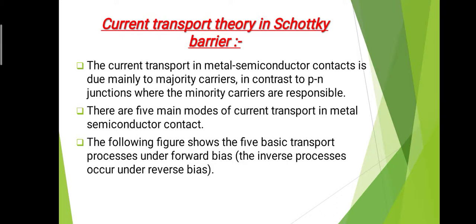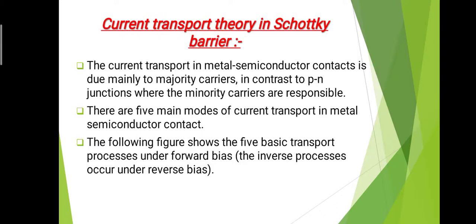Now in this video we have to see current transport theory in a Schottky barrier. Now how the current transfers from metal to semiconductor or semiconductor to metal in a Schottky barrier. So let's see. The current transport in a metal semiconductor contact is due mainly to majority carriers, in contrast to PN junctions where the minority carriers are responsible.